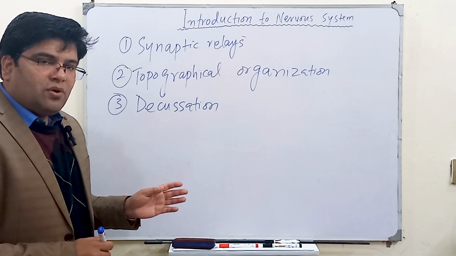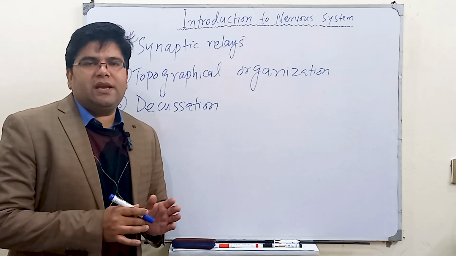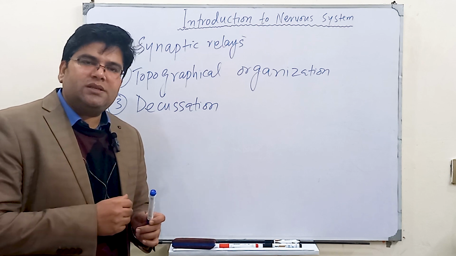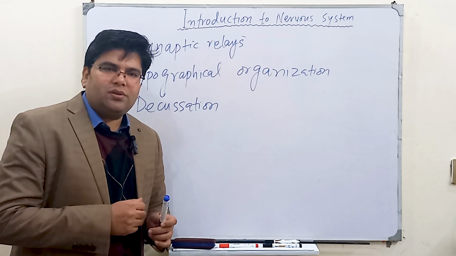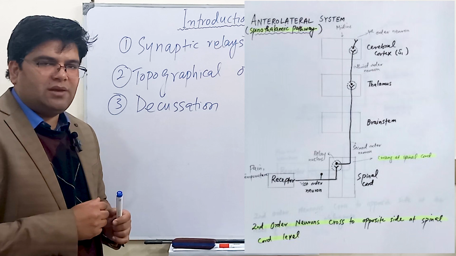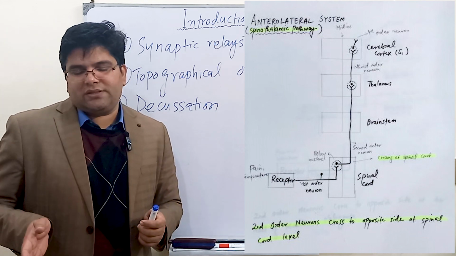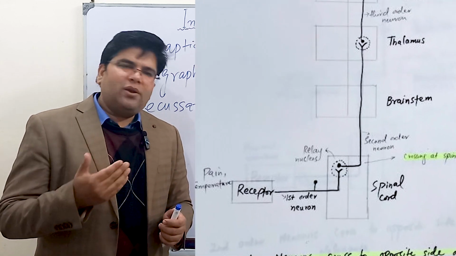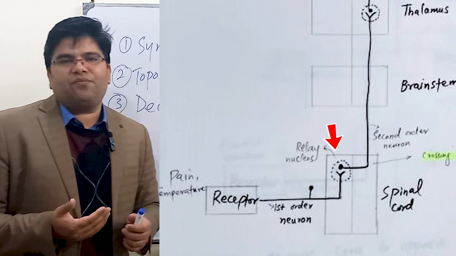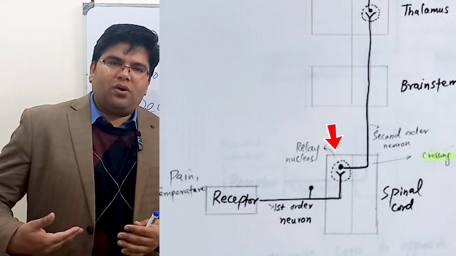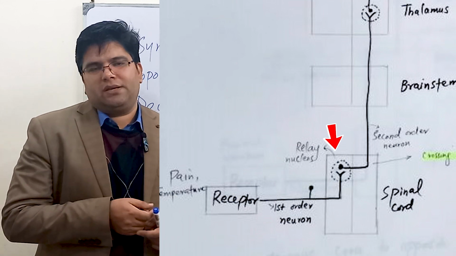Now, if you talk about this crossing over, where does it take place? It depends upon which system we are talking about. If you talk about the anterolateral system or the spinothalamic pathway, the sensory information crosses at the level of the spinal cord from one side to the other side. The spinothalamic pathway carries the signals of pain and temperature. It crosses as soon as it enters our spinal cord, from one side to the other side.